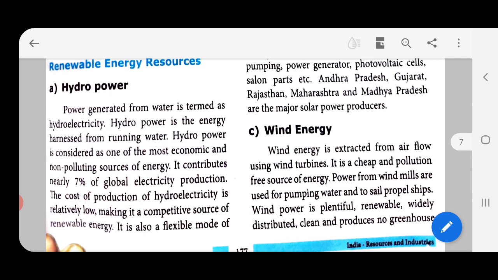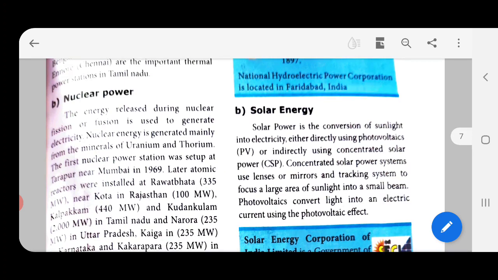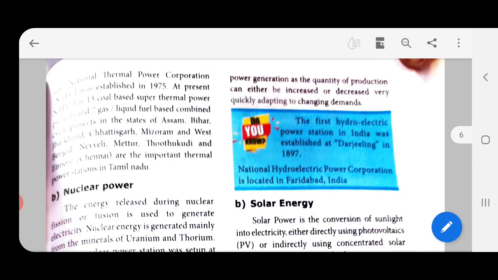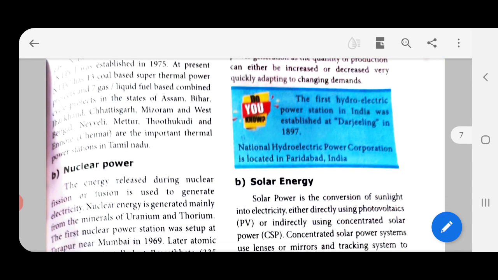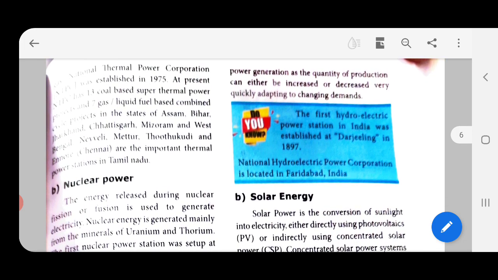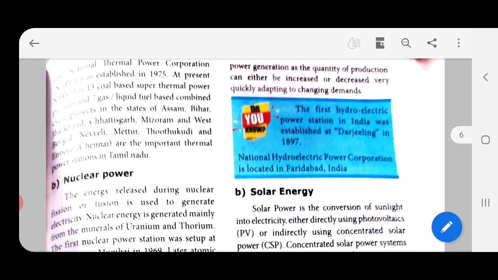It is also a flexible mode of power generation, as the quantity of production can either be increased or decreased very quickly, adapting to changing demand. So here you can either increase the production or you can also reduce the production depending upon the need that you have.